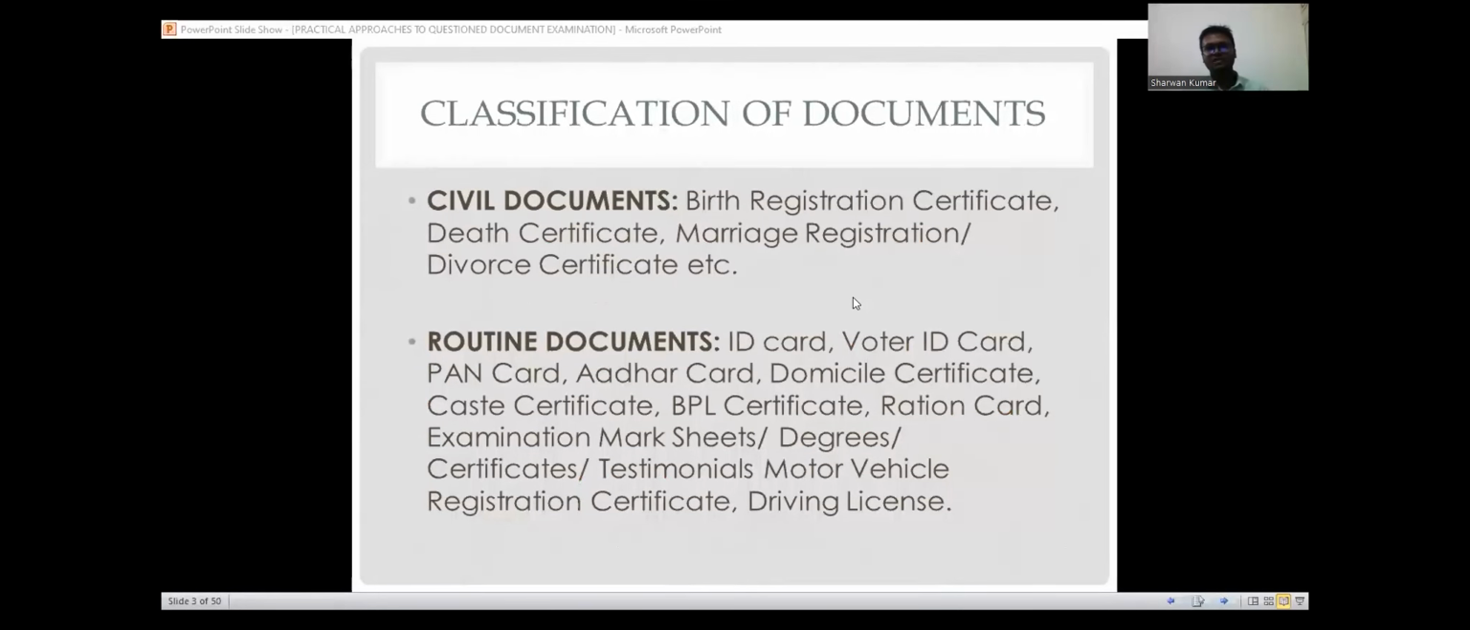What are the different classifications of documents which are questioned and come to the laboratory for examination? They include civil documents, such as marriage registration certificates, death certificates, birth registration certificates, divorce certificates, etc. Then, in daily routine, what types of documents do we use? We use ID cards, voter ID cards, PAN cards, Aadhaar cards, domicile certificates, caste certificates, BPL certificates, ration cards, mark sheets, degrees, certificates and testimonials, motor vehicle registration certificates, driving licenses, etc. These are the documents used in our day-to-day routine.